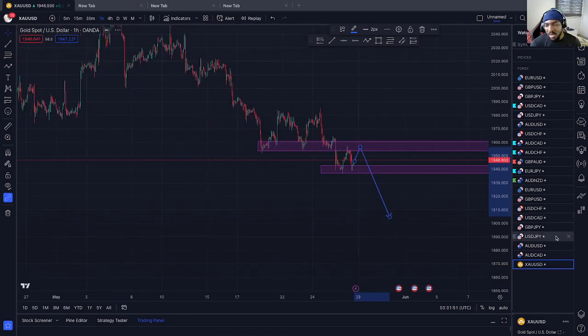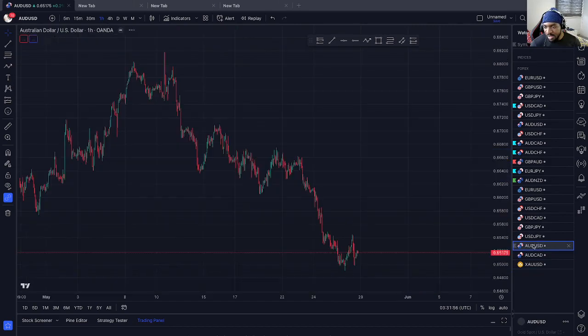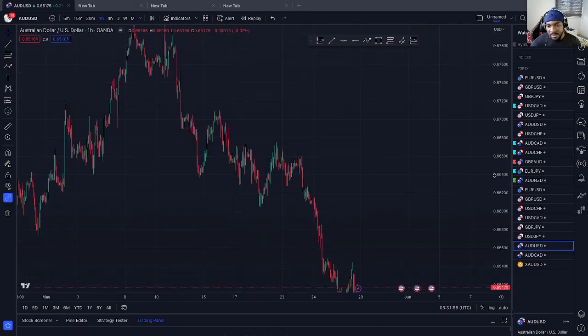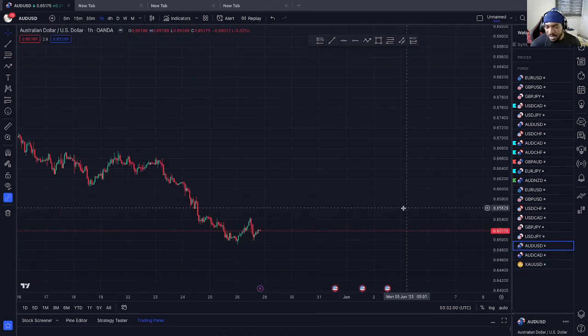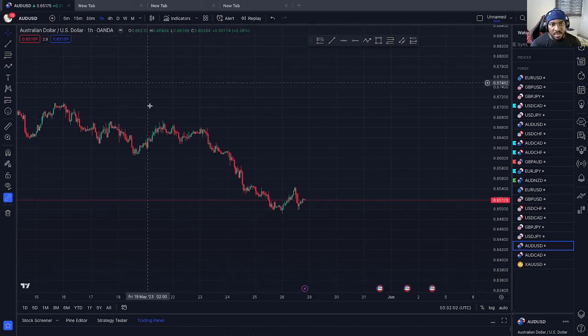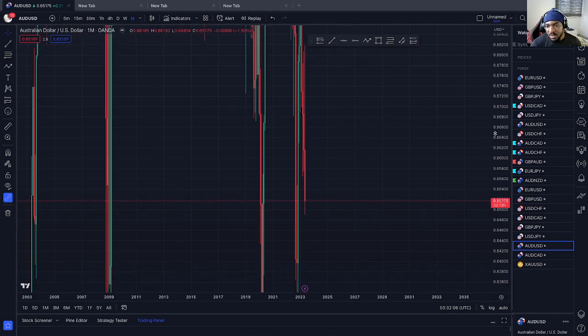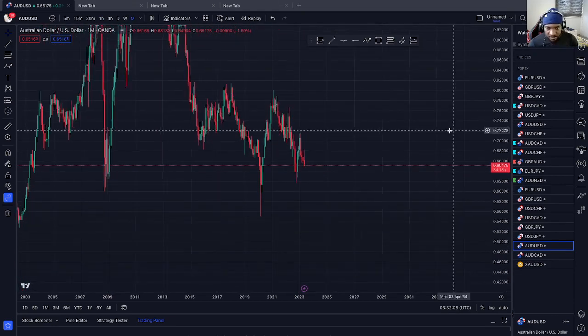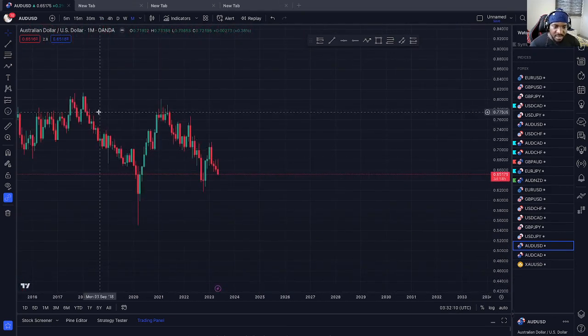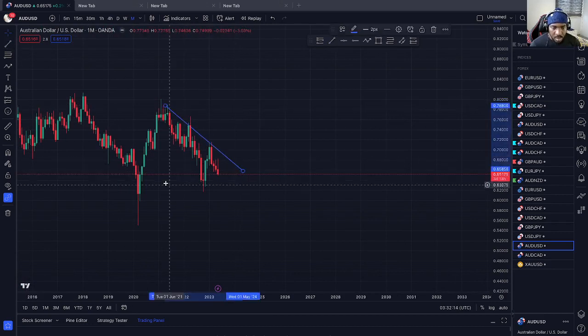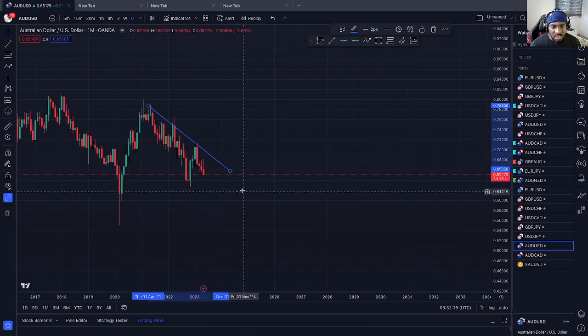So the next on our list, let's just do this AUD USD and call it a day. So now AUD USD, going on the monthly time frame, we could clearly see that price was moving downward, got to this point, started trying to make us feel like it wants to change direction.